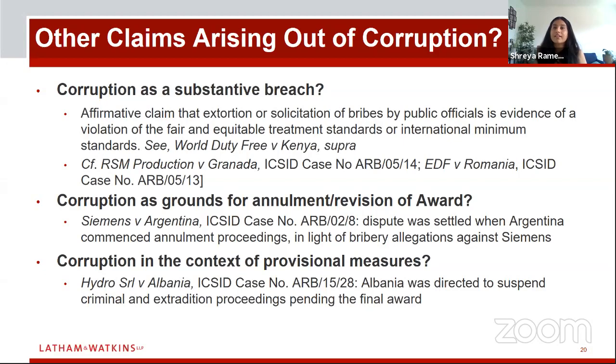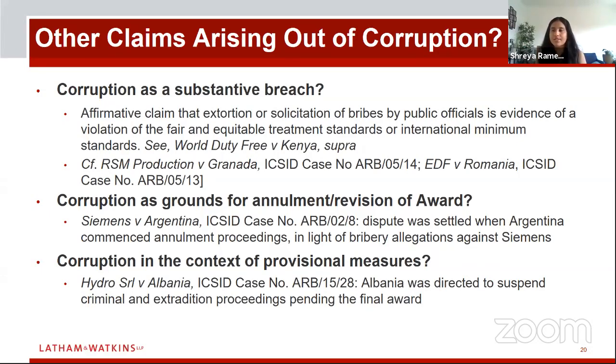That tribunal recognized that this could be an argument validly raised as a substantive breach of the FET standard, because it was a breach of the fair and equitable treatment that was guaranteed under a BIT, and it would be unfair for a state to solicit bribes from an investor in such a fashion. So the tribunal recognized the validity of a corruption claim being made in the context of a substantive breach, but they simply found that there was not sufficient evidence in that case of corruption itself. So it can be raised as a substantive breach.